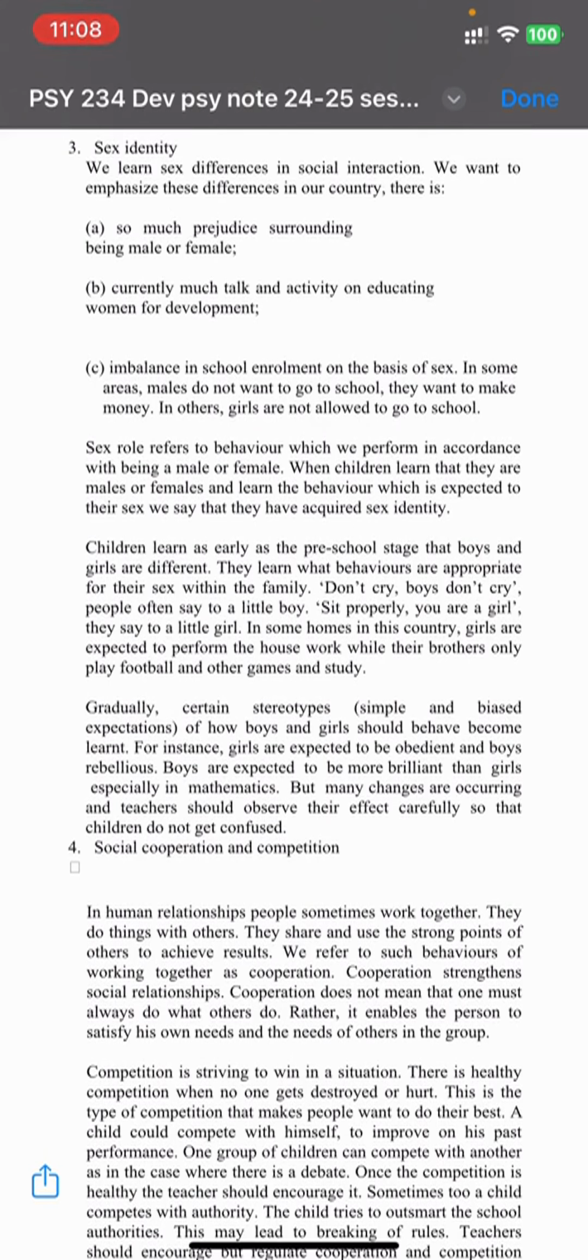Gradually, certain stereotypes of how boys and girls should behave become learnt. For instance, girls are expected to be obedient and boys are rebellious. Boys are expected to be more brilliant than girls, especially in maths. But many changes are occurring, and that is fantastic.